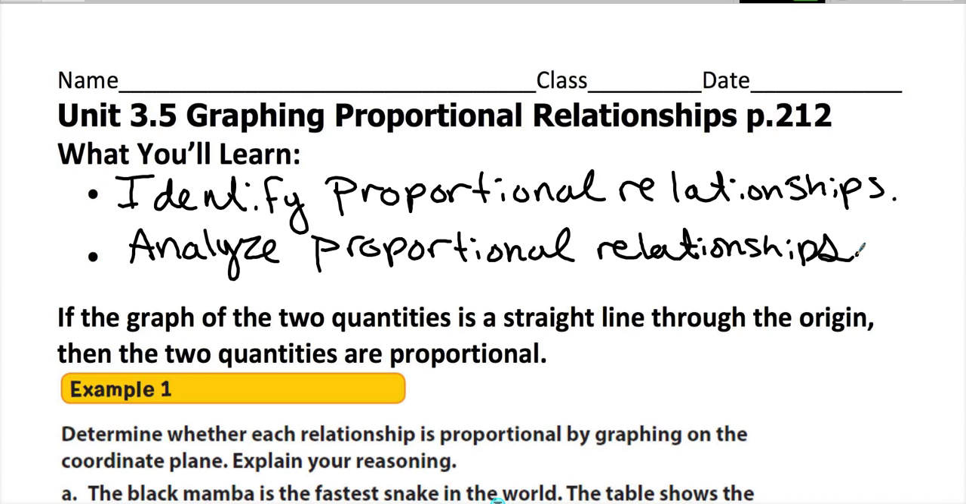Okay. So first we're going to just identify it. So figure out, is it proportional or not, like we did last time. But this time we're also going to analyze that. So we're going to kind of come up with some other things as well.